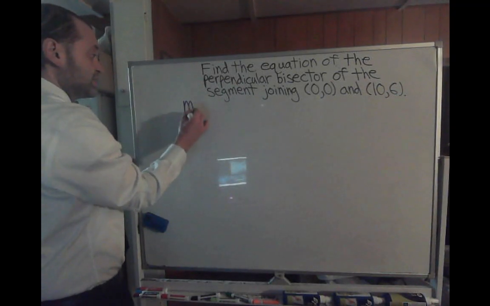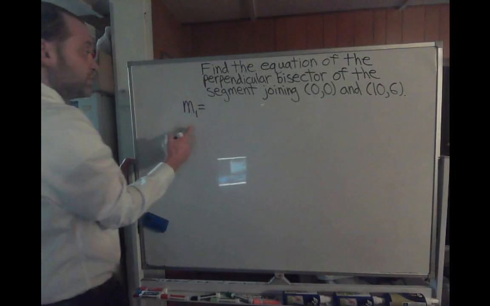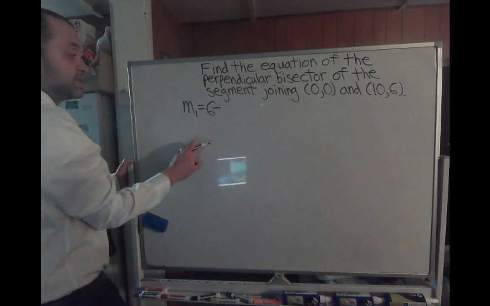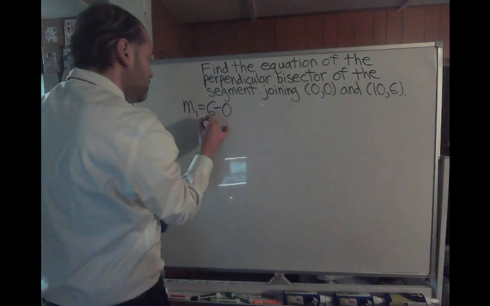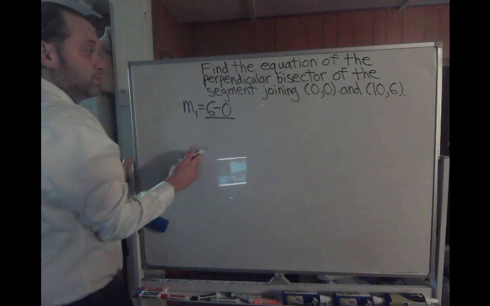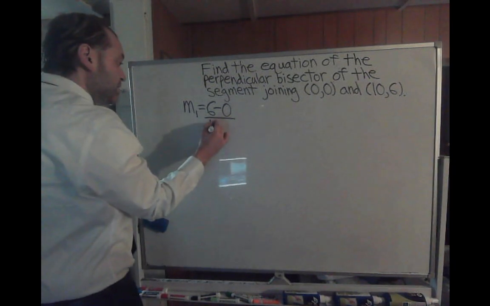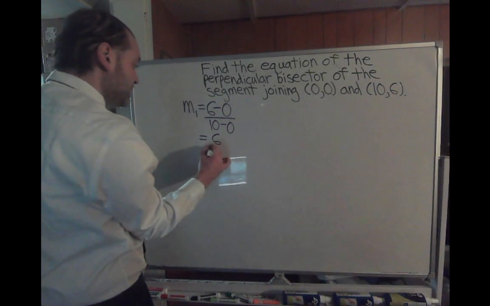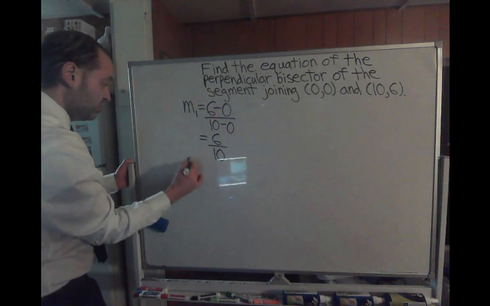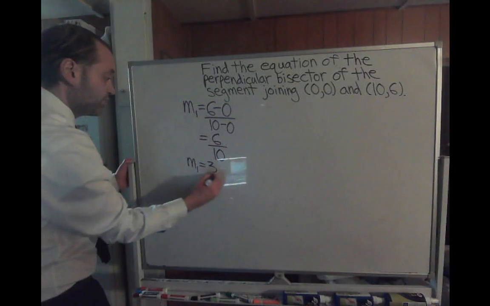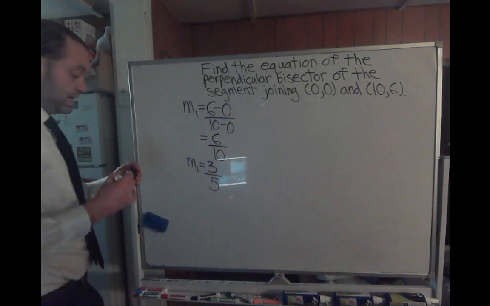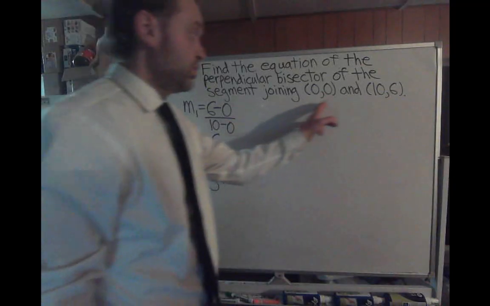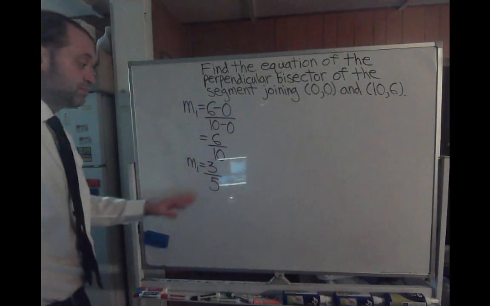So we'll call that M1, your first slope. That's going to be equal to your y2 coordinate of 6 minus your y1 coordinate of 0 over the x2 coordinate of 10 minus the x1 coordinate of 0, which would give you 6 over 10, which means the slope of the first line would be 3/5. Alright, so that's very good. We found the slope of the line segment joining 0, 0, and 10, 6. It turned out to be 3/5.